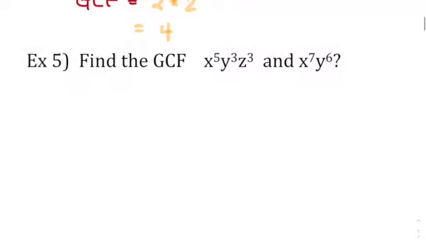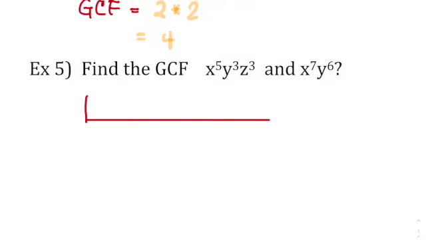Example number 5, the GCF is now with letters, x to the 5th, y to the 3rd. I will denote the letters they have in common. One of them is x to the 5th, the other one is x to the 7th. Pulling things out, what they have in common is really division.